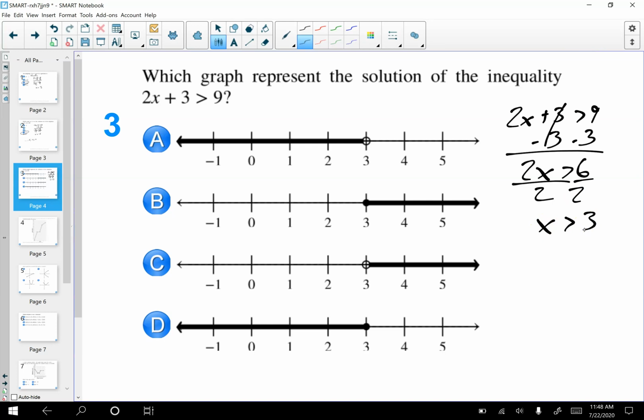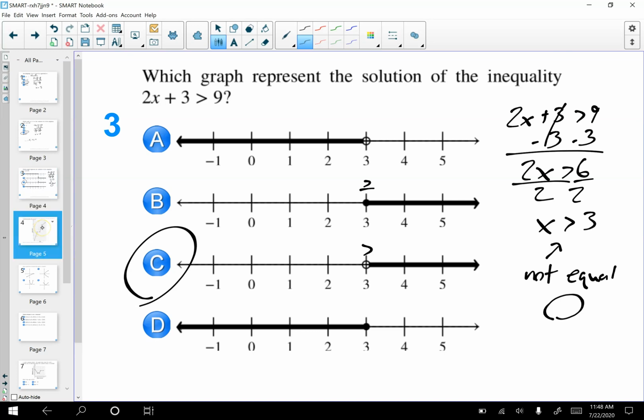So we know greater than points to the right. There is not the equal to sign. So therefore, we're going to have an open circle. All right, so notice choice B and choice C are very, very similar. This right here would be greater than or equal to. The open circle is just our greater than part.